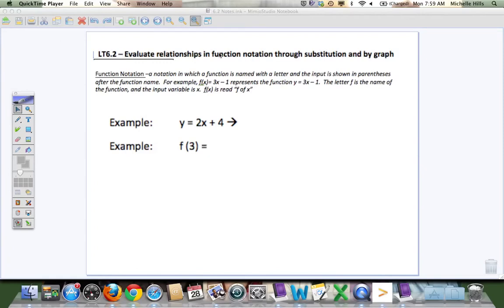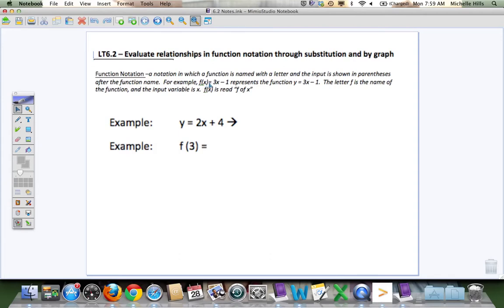Function notation looks kind of odd. It's something that you haven't necessarily seen before. But if you stop and think about what it means, it's really not all that bad. So, the example they give down here is f of x, which is the way I read this. This is not f times x.